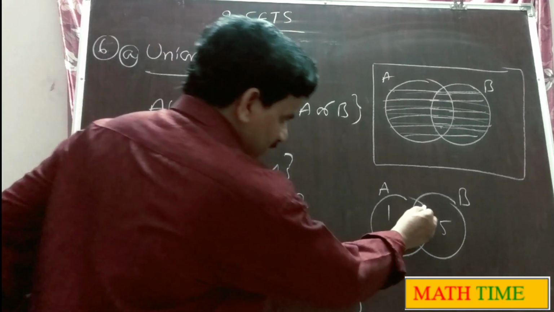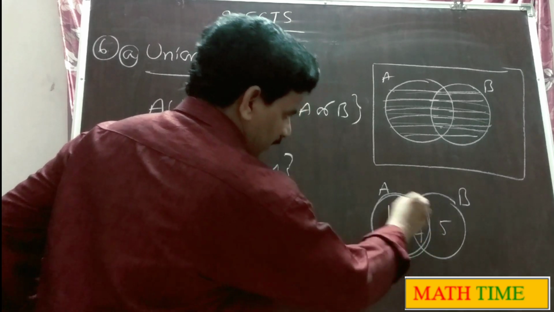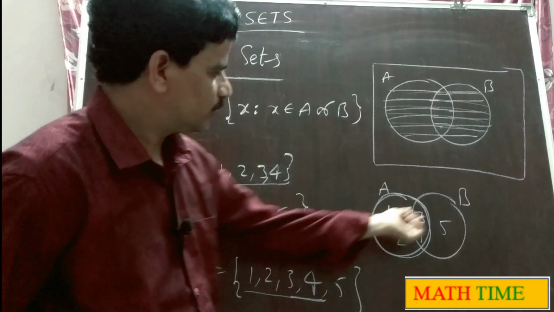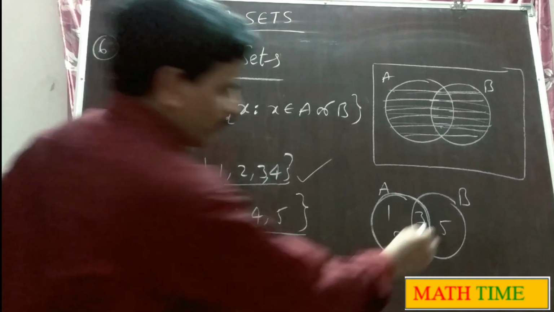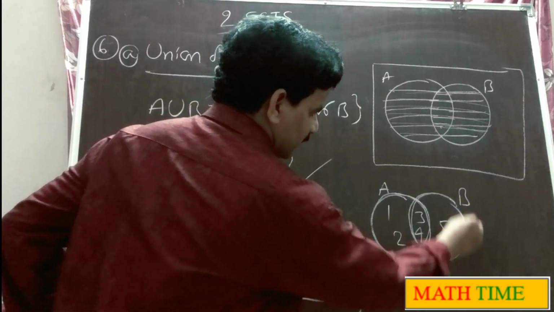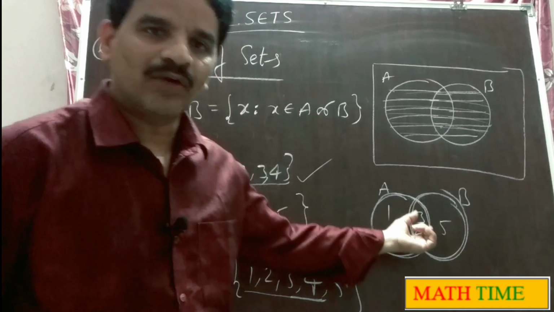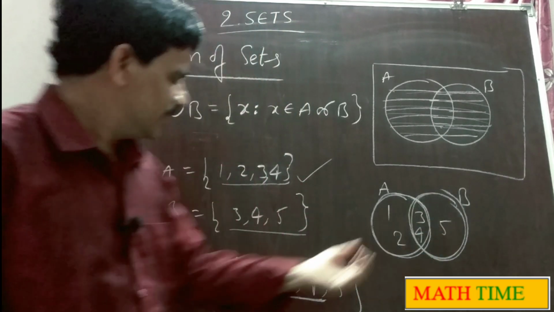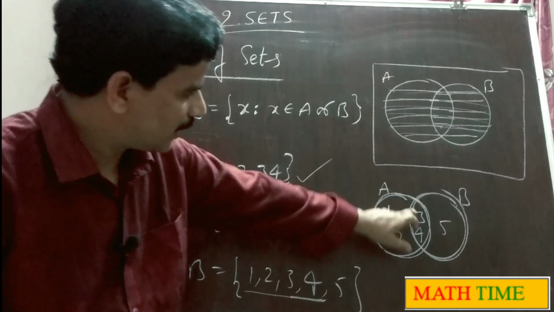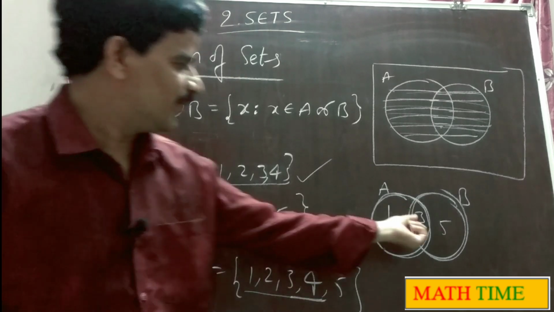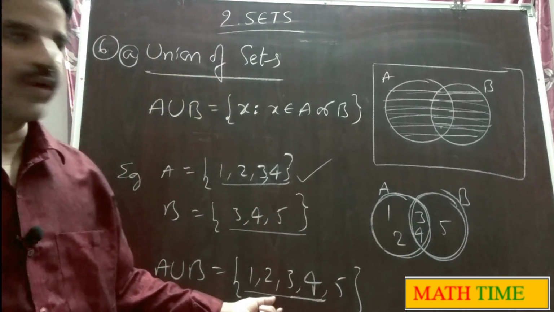So A contains 1, 2, 3, 4. This is A. B contains 3, 4, 5. 3 and 4 are what? Common elements. Therefore, while writing A union B, we have to write 1, 2, 3, 4, 5. Common elements 3, 4 are written only once.